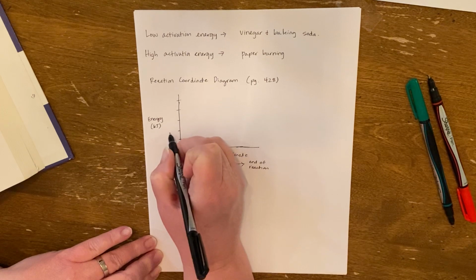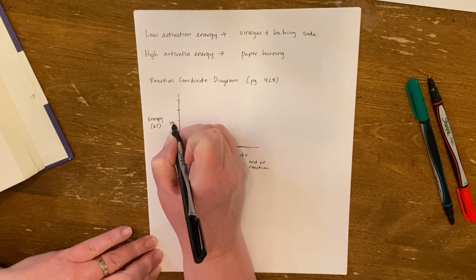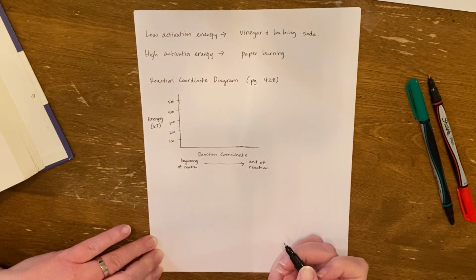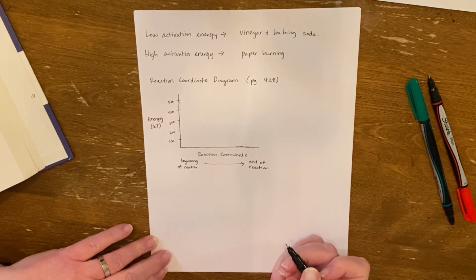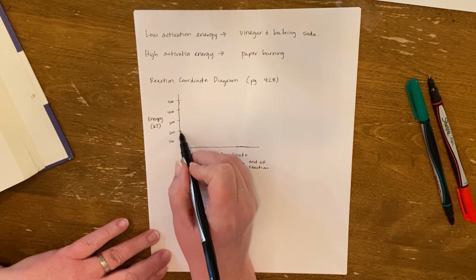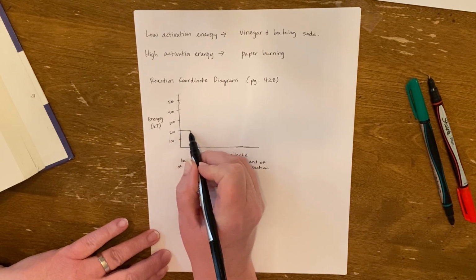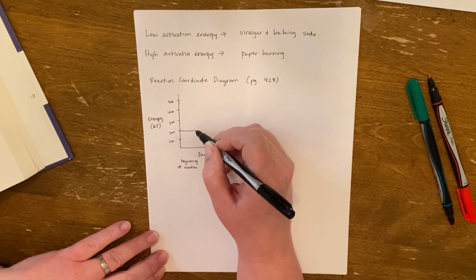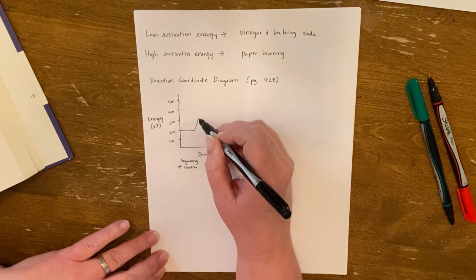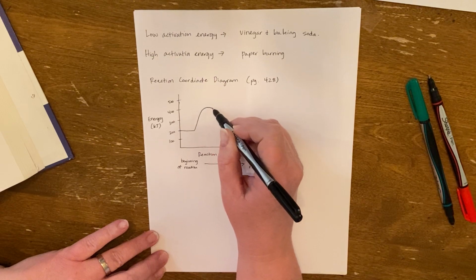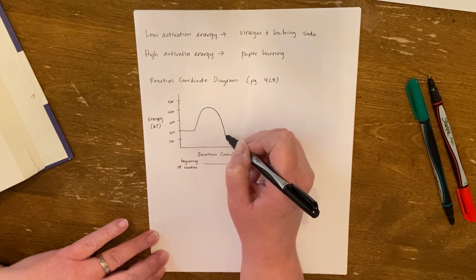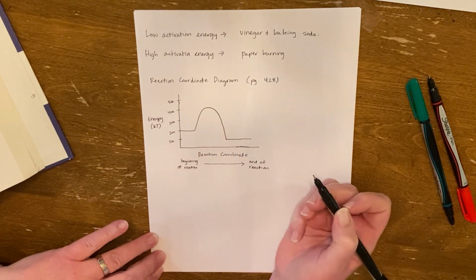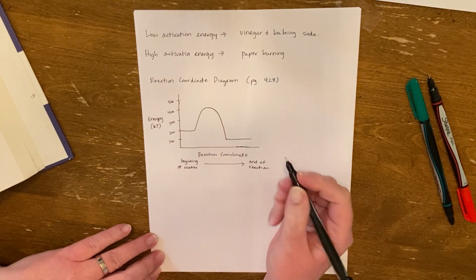We could say this is 100 kilojoules, this is 200, 300, 400, 500. Okay, so when a reaction starts, let's say it starts out at 200 kilojoules, the reaction starts going. And as it goes, here's its activation energy. Now the reaction is ending, and then down here it flattens out again when the reaction is over.